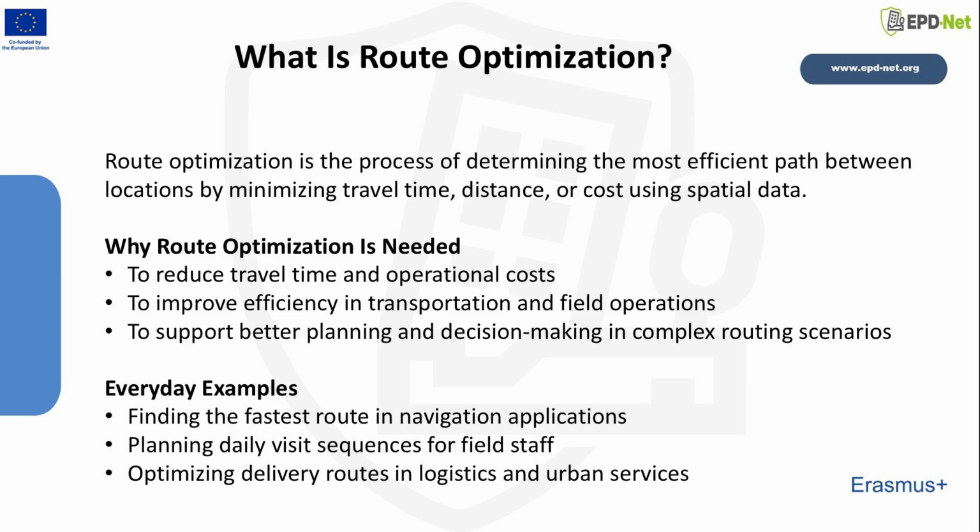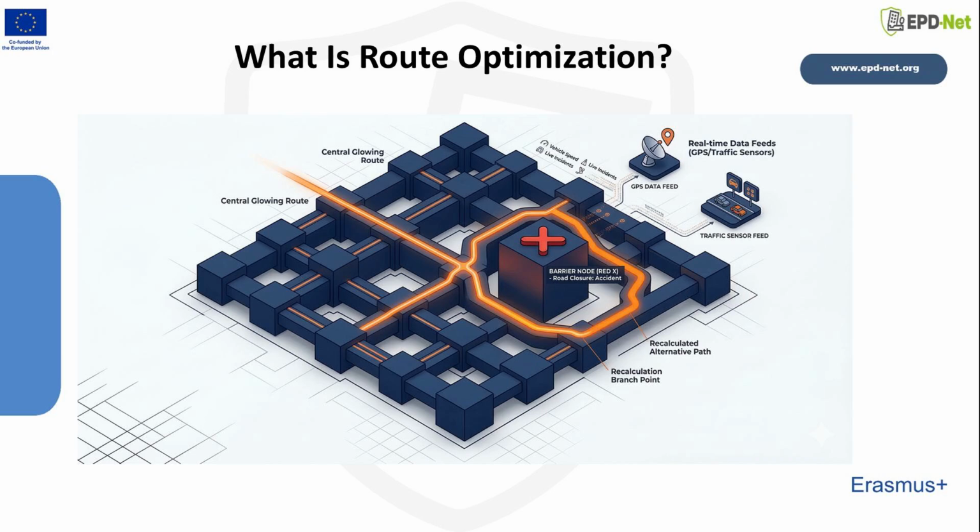This also supports better planning and more informed decision-making, especially in scenarios that involve multiple locations, constraints, or changing conditions. In everyday life, route optimization is widely used in navigation applications to find the fastest or shortest route between 2 points. It is also commonly applied in workforce management to plan daily visit sequences for field staff. In logistics and urban services, route optimization helps organize delivery routes, improve service efficiency, and reduce unnecessary travel.